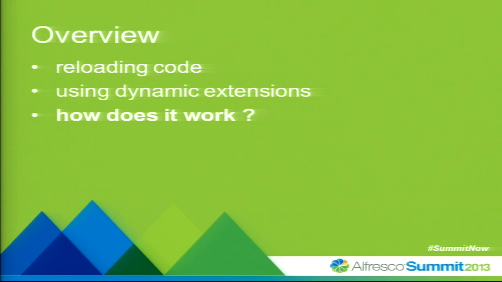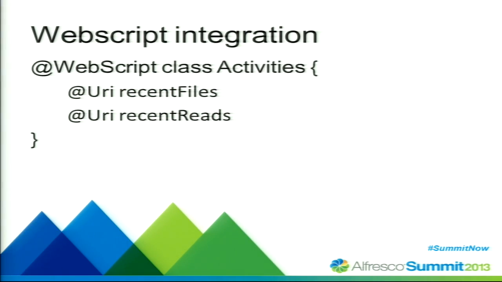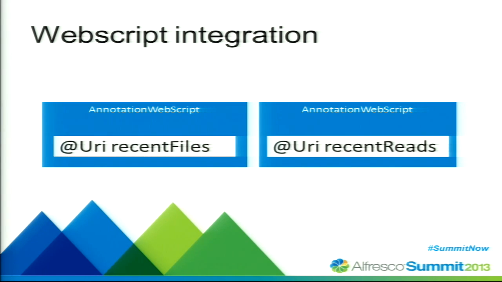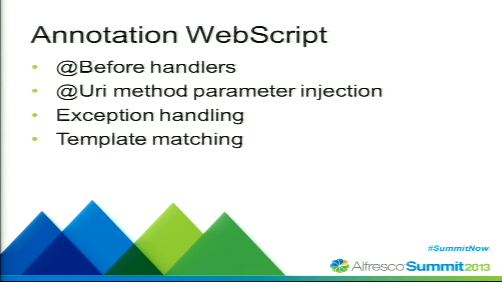Okay, we've seen how we can use it. Something that's also interesting, at least to me, is how the framework pulls off some of these nice ways of developing web scripts and so on, this declarative way of developing. Say we have this web script example, which is serving at 2 different URIs. Well, the framework will detect those URI annotated methods, rip out those methods, and wrap them in annotation WebScripts. Now, what are these annotation WebScripts? They are the part that takes care of handling, for instance, generic before handlers.